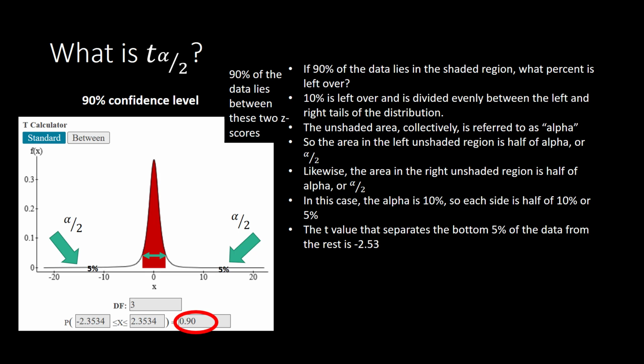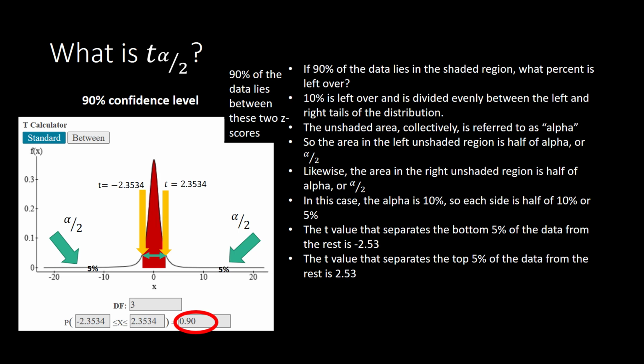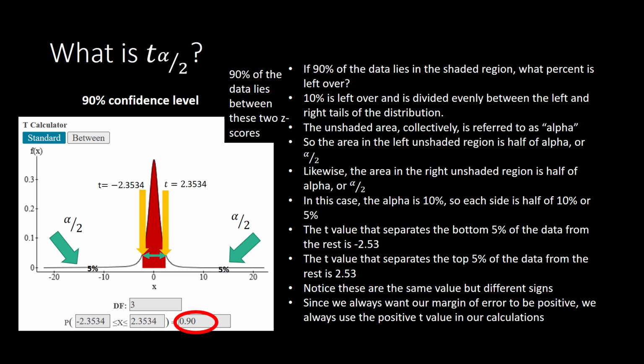The t-value that separates the bottom 5% of the data from the rest is about negative 2.53. The t-value that separates the top 5% of the data from the rest is positive 2.53. Notice these are the same value with different signs. Since we always want our margin of error to be positive, we always use the positive t-value in our calculations. That is where the notation t of alpha over 2 comes from.